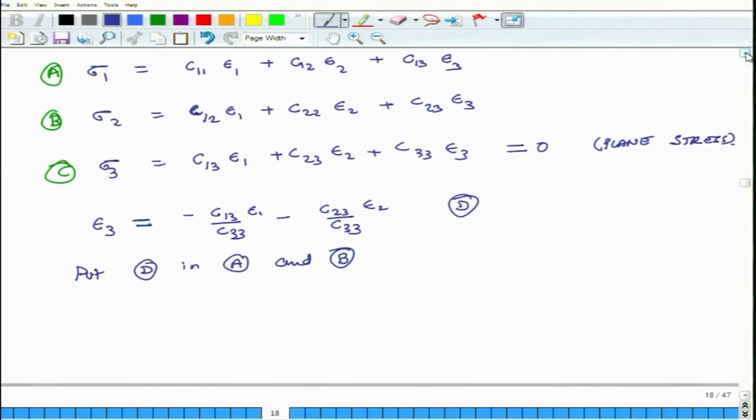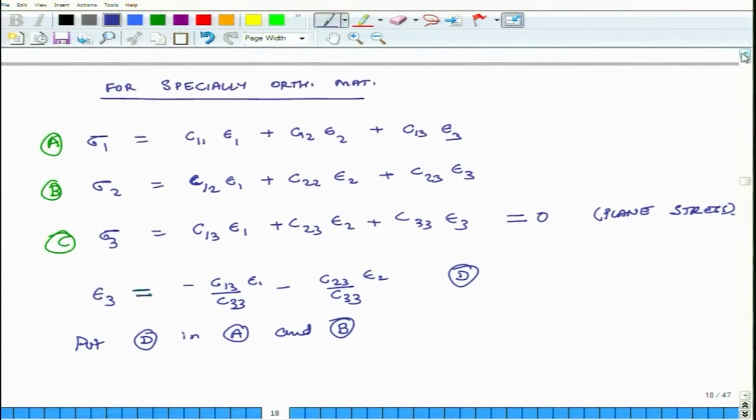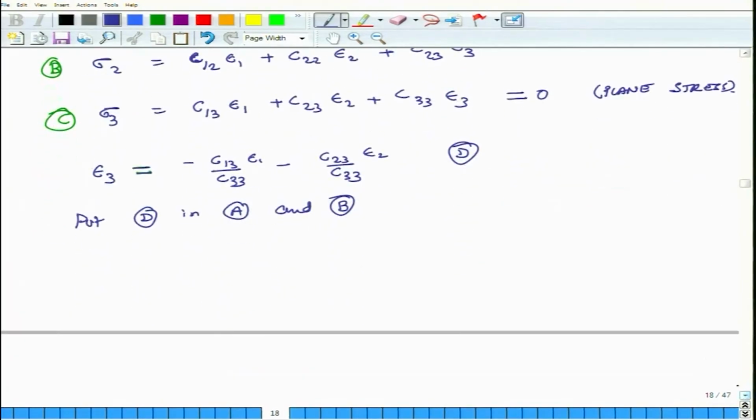So, remember how many equations are there? There should be 6 equations. Right now we have written only equations for sigma 1, sigma 2, sigma 3. There are 3 more equations for shear stresses, tau 12, tau 23, tau 31. We will talk about those later, but right now we are just considering the equations for extensional stresses.